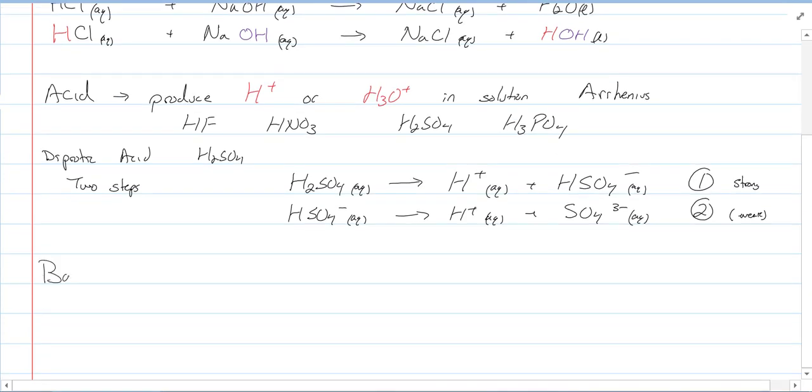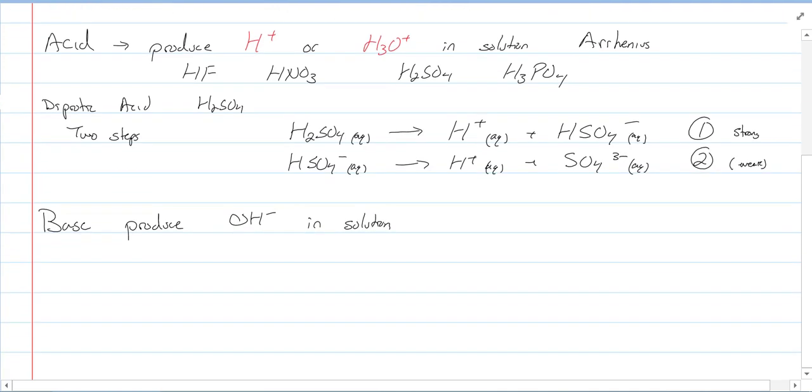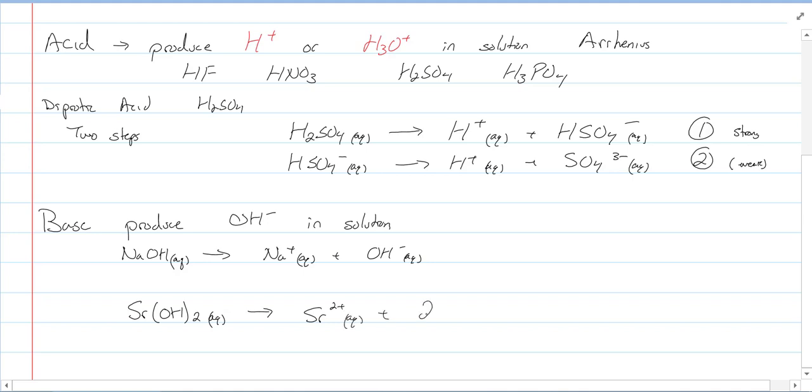Base. According to the Arrhenius definition, a base produces OH minus in solution, such as NaOH produces Na plus and OH minus. Another one would be strontium hydroxide, which has 2 hydroxides. And that's important when we talk about acid-base chemistry.